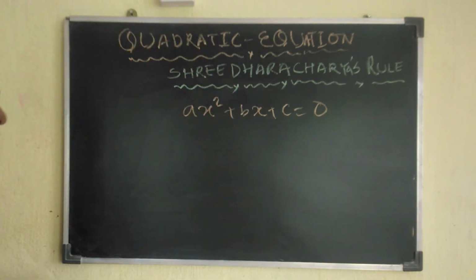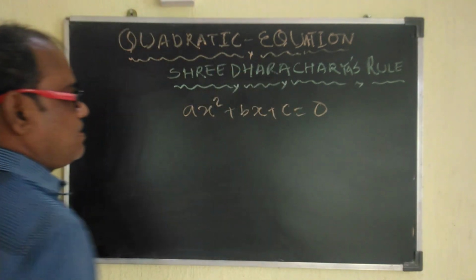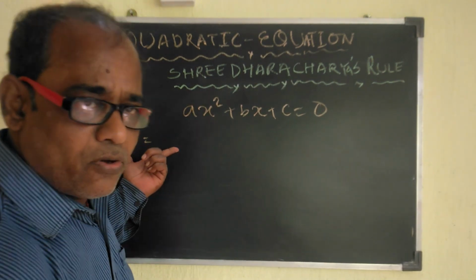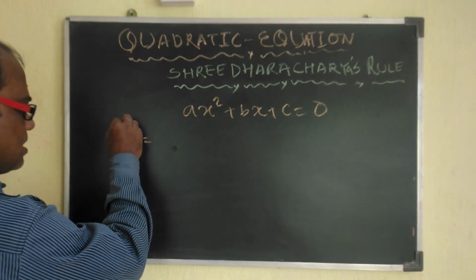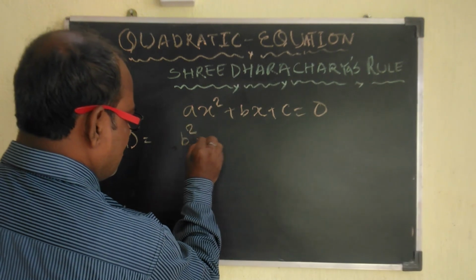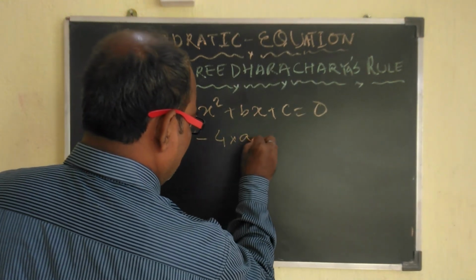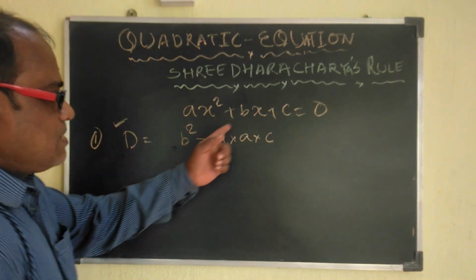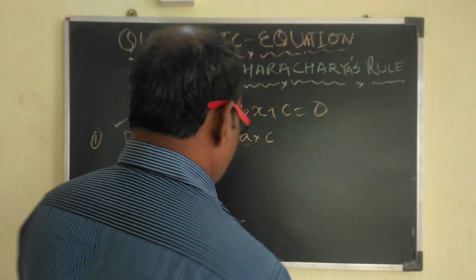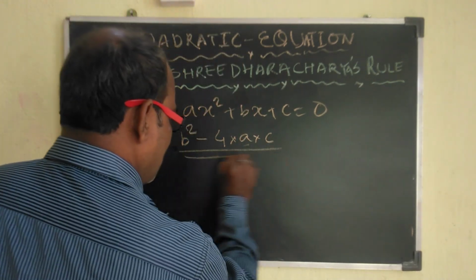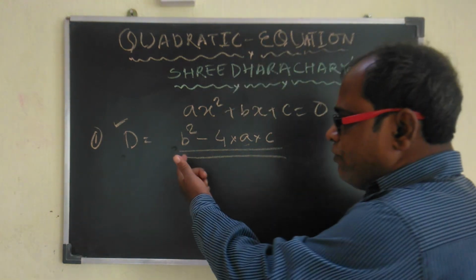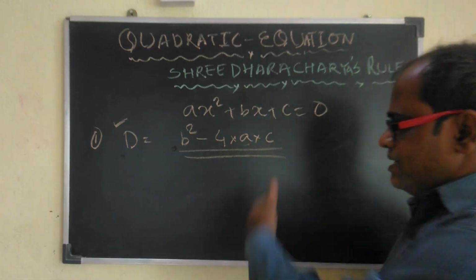This is a quadratic equation, and with respect to Sridharacharya's rule, we have D for discriminant. So number 1, you have to find out D. What is D? D is b square minus 4 into a into c. Here b is the coefficient of x, a is the coefficient of x square, and c is the constant term. First of all, you have to find it out. Now you have to find out the result, the characteristic of b square minus 4ac.